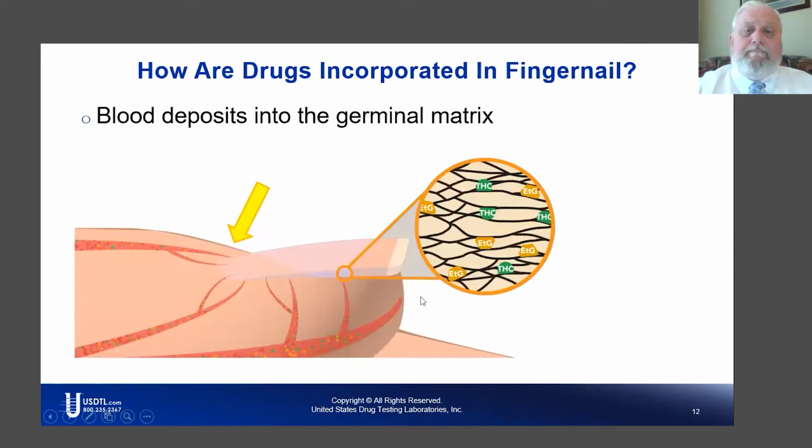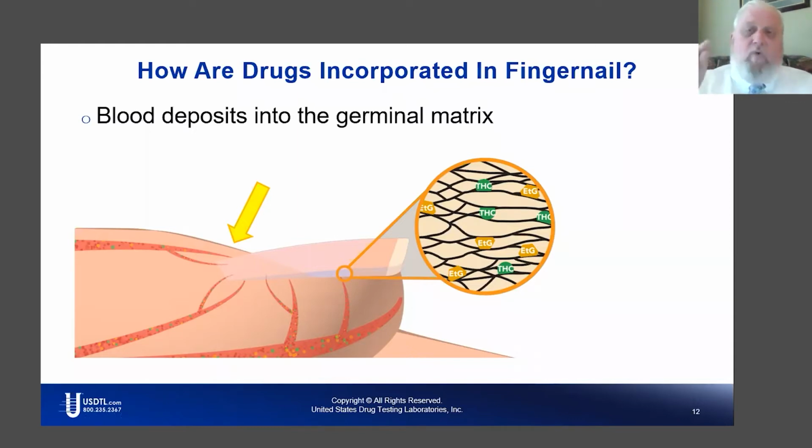Route number three, and very similar to hair, is that where the nail forms, just like where the hair forms, that germinal matrix will incorporate drug and drug metabolite into the fingernail. And then as that portion of nail grows out to the end, which takes 4 to 6 months to get to the end to be clipped on average, then that's what we have.